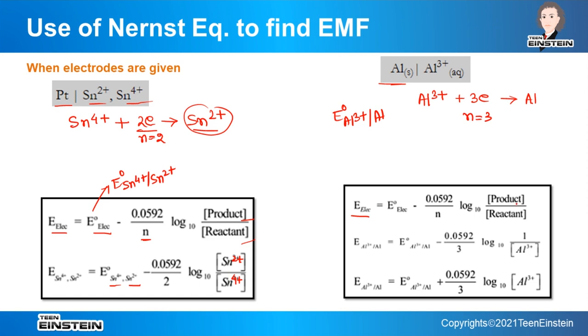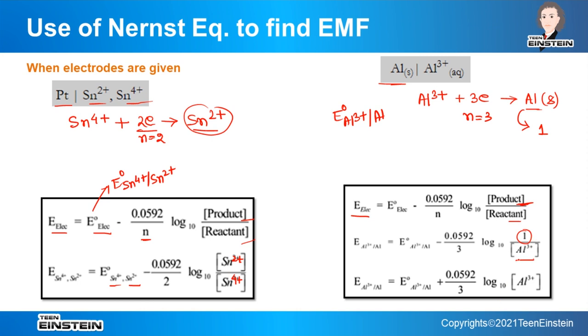Now again the product is written first, then the reactant. Now on the product side we have solid aluminium, so its activity will be considered, that is, the concentration will be considered as 1. So that is why in the products, that is in the numerator, it is written 1. And in the denominator, this is the concentration of Al3+.